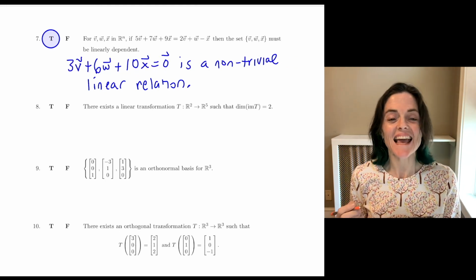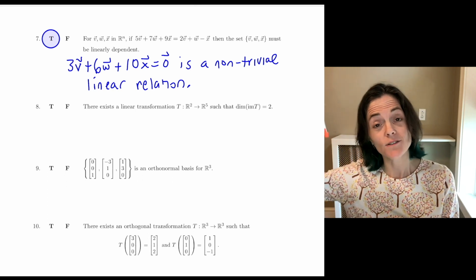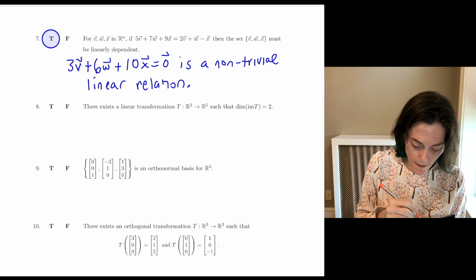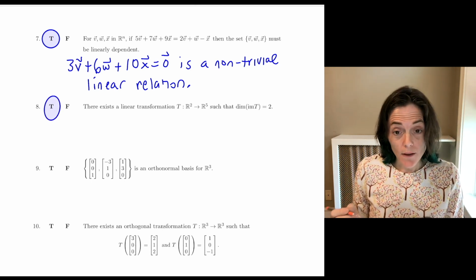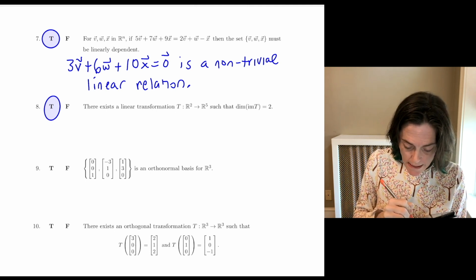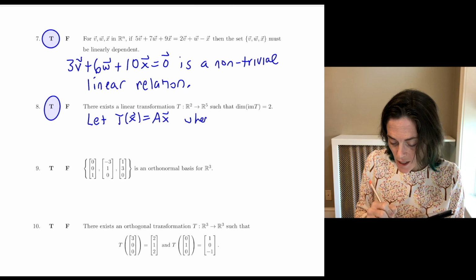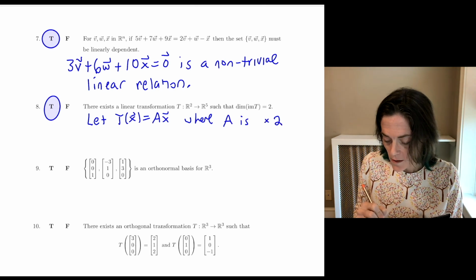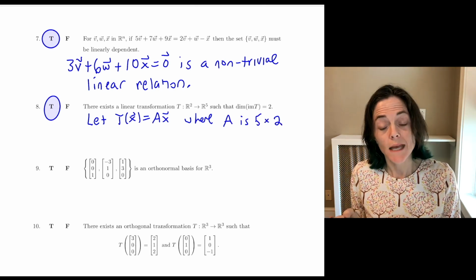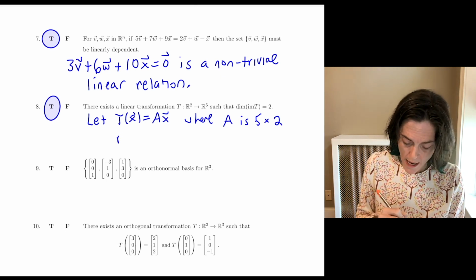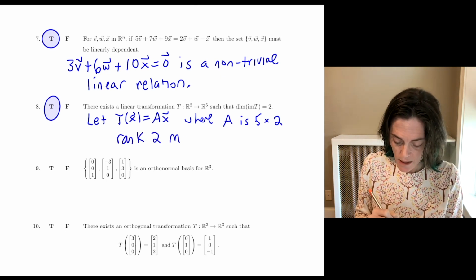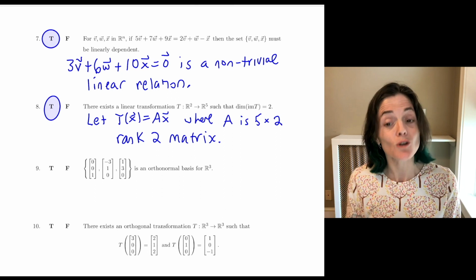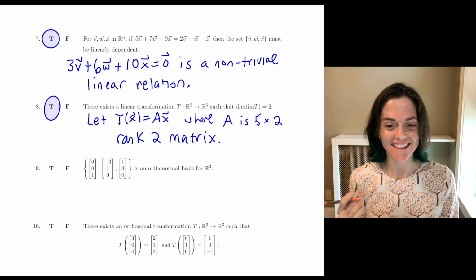Number 8, there exists a linear transformation T from R2 to R5 such that the dimension of the image of T is 2. This is going to be true as well. How can we think about this? Well, the associated matrix A, we take in something from R2 and we give out something in R5. You take A to be any 5 by 2 rank 2 matrix. This will work because the dimension of the image of T is the rank of the matrix. And certainly we can have a 5 by 2 rank 2 matrix.